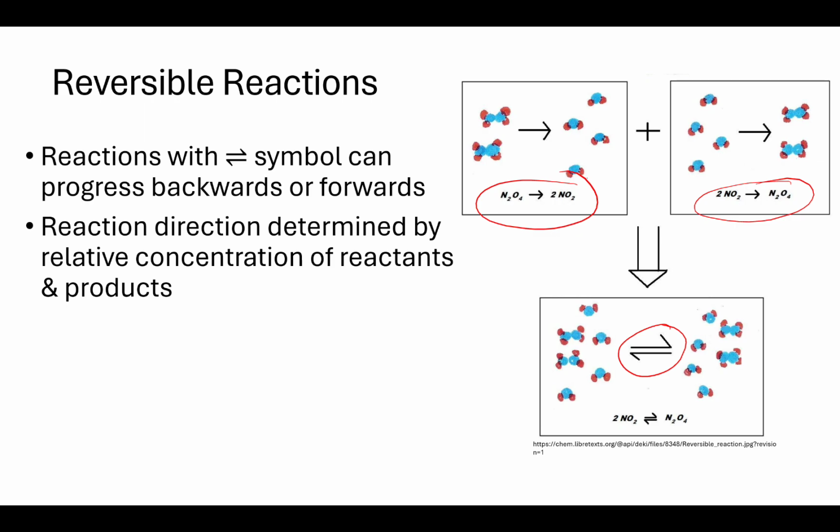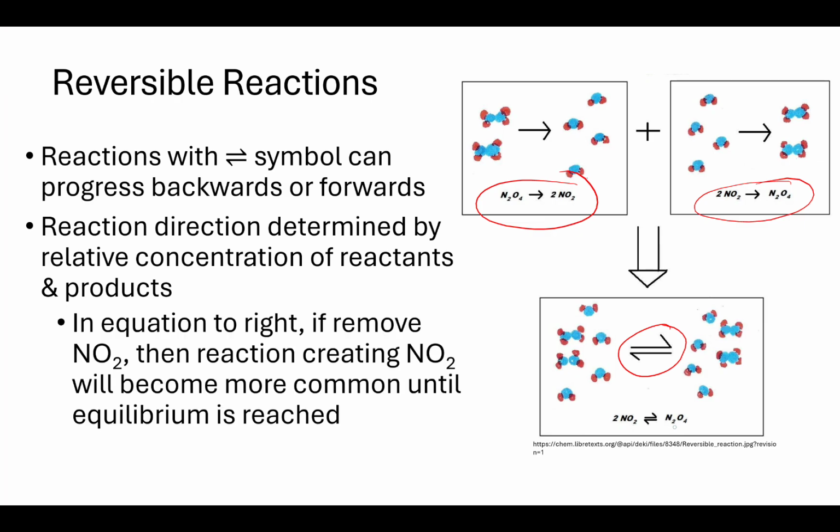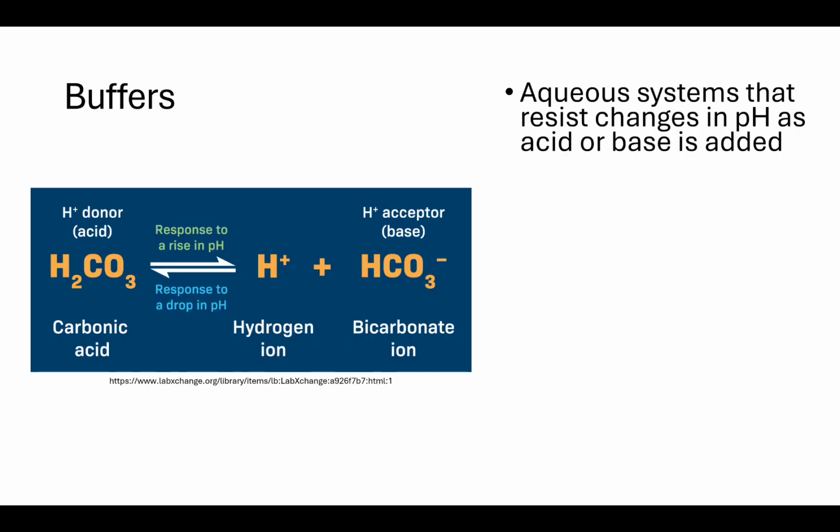And which direction that reaction goes in is usually going to depend on how much of each of these chemicals you have. So for instance, if we had this reversible reaction happening, and we started taking away the N2O4, then this reaction will be driven more towards making N2O4. If we take out the NO2, then the reaction would be driven back in the opposite direction, and we would start making more NO2. And this can happen spontaneously without any energy or enzymes involved. And this is important for something called buffers.